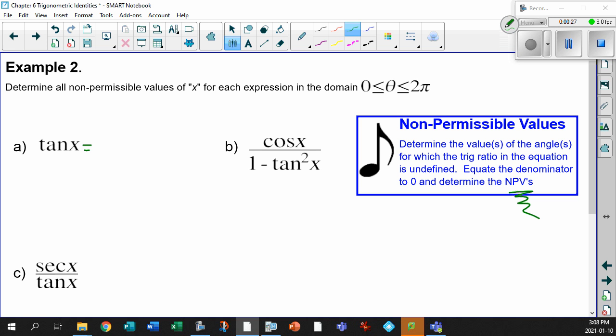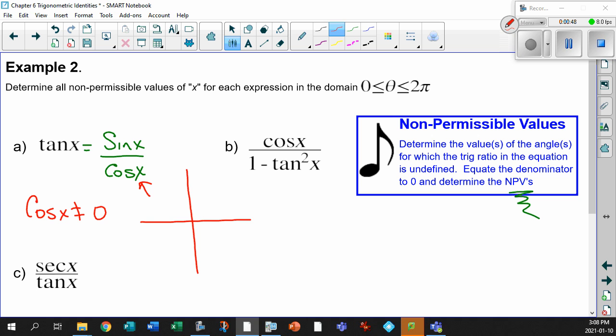Tangent, rewrite it into something that's easy. I always like using cosine and sine, right? So you know that tangent is sine x over cos x. And immediately you can see, aha, I got a denominator, which means my cos x cannot equal 0. Thinking about this, where is cos x equal to 0? Where on the unit circle is your value of x equal to 0?